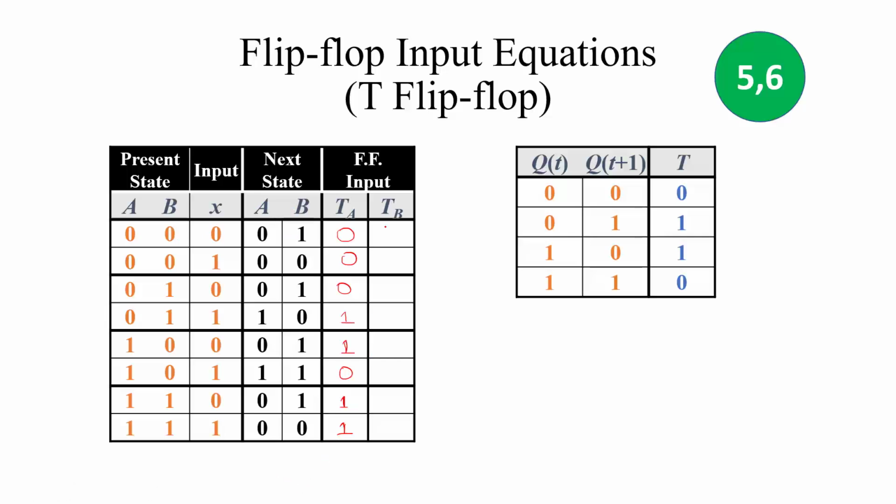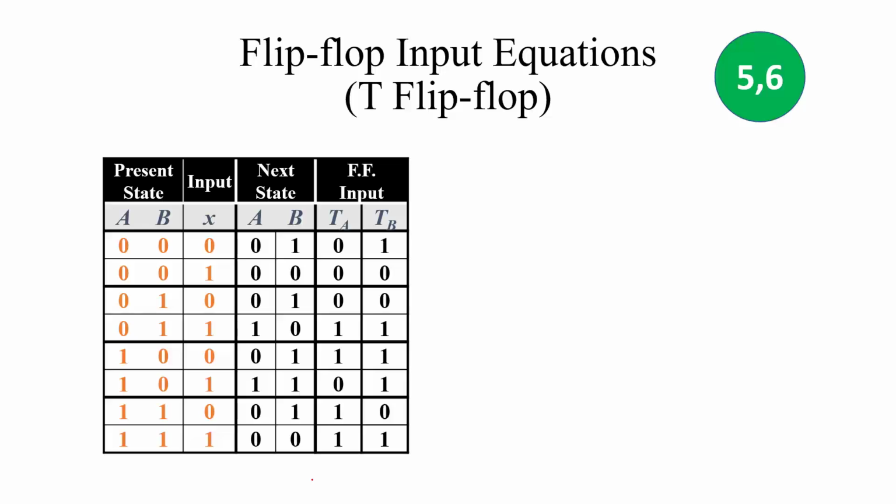Similarly for B, we can see that T will be high here, TB will be high here, and over here TB will be low. TB will be high here because a 1 to 0 toggle transition is happening. Here once again TB will be low and TB should be high here. This is how we use the excitation table and fill in our flip flop inputs TA and TB.